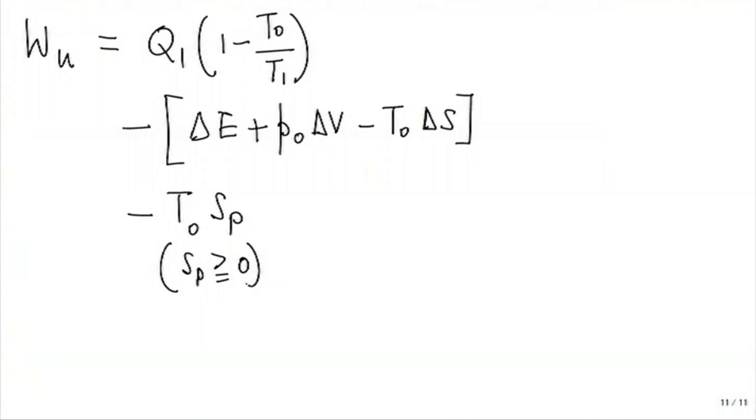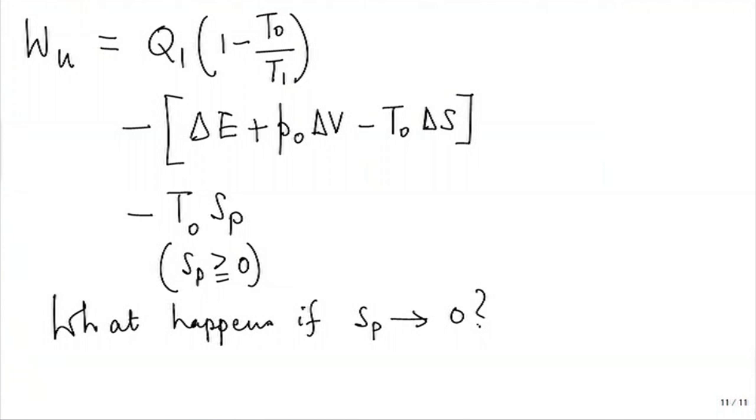Now, look at these terms. What happens if S P tends to 0? We have not changed anything else. T naught, T 1, P naught, delta S, delta V, delta E, Q 1, these are all fixed terms. So, as you reduce S P to 0, because T naught will be a positive number, S P will go from a positive value to a 0 value. Slowly, you will increase the value of W u, and finally, you will take W u to W u max.